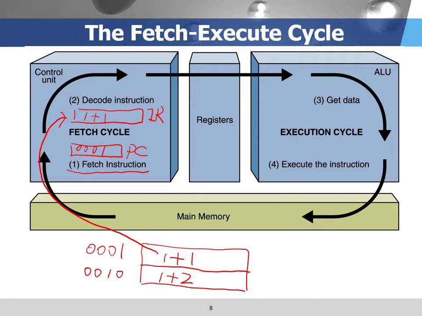Then the control unit will decode the instruction. After it decodes the instruction, it shows that this instruction is an addition. Then it will put the data into the register, and go to the third step. The ALU will use some general purpose registers to hold the data. Let's say we have two registers here and here. The first register will hold 1, and the second register will also hold 1.